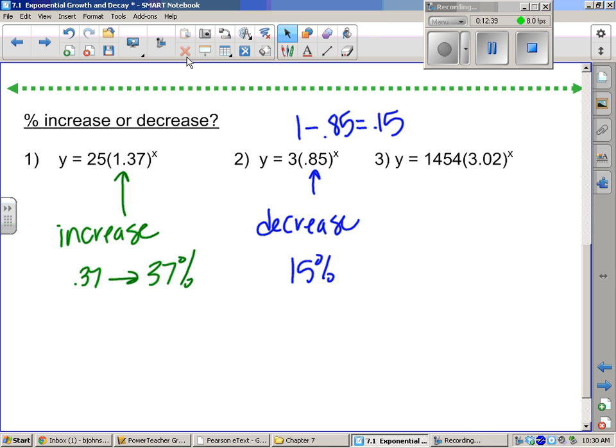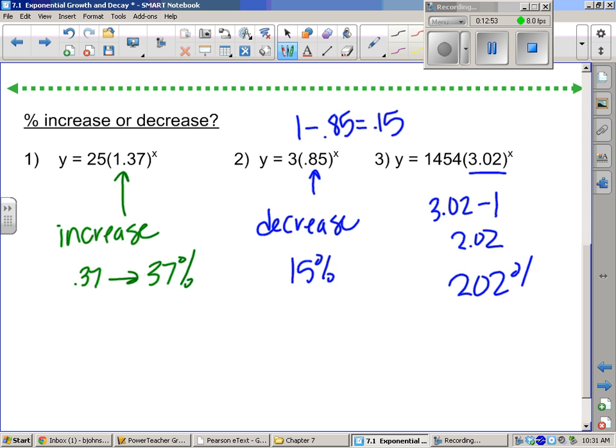Okay, here's the challenge. How much more than 1 is it? So in your head you can be thinking 3.02 minus 1 is 2.02, which as a percentage is 202%. And so obviously that is an increase. Yeah, big time.